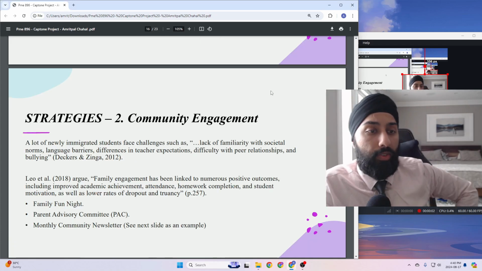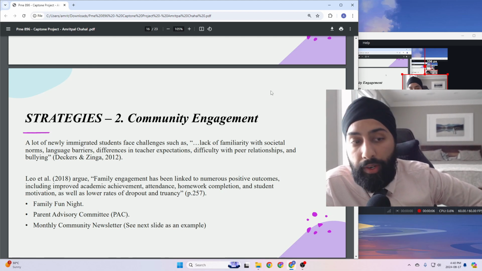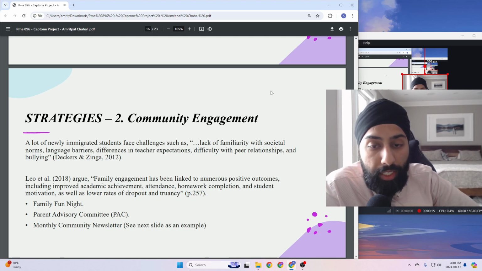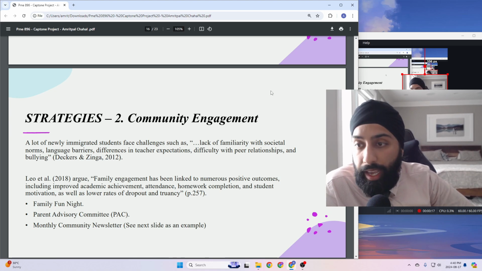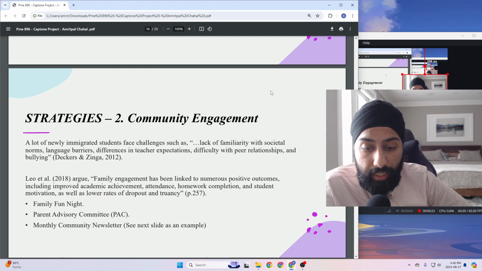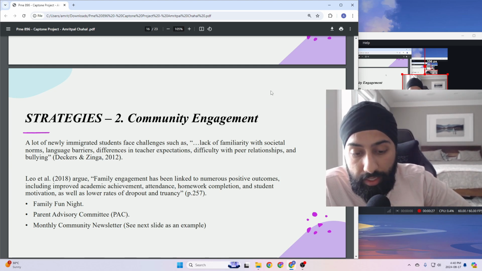For my second strategy to promote equity, first and foremost, a lot of newly immigrated students face challenges such as lack of familiarity with societal norms, language barriers, difference in teacher expectations, difficulty with peer relationships, and bullying. And to help mitigate this, have the whole community involved. Engage the community, the importance of community empowerment that leads to community involvement.